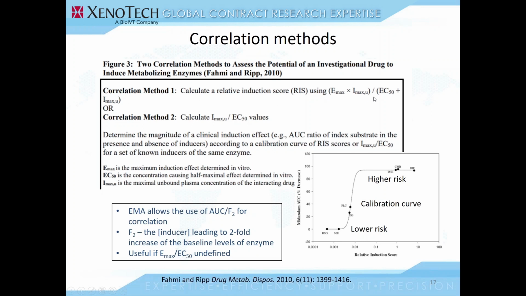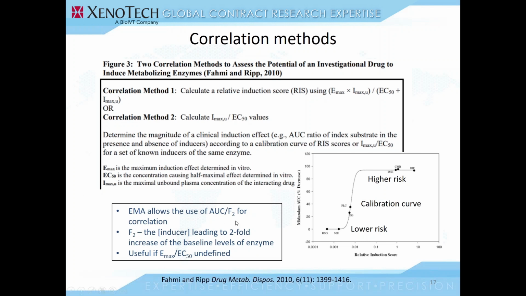So this Imax,u is Cmax unbound, the maximal unbound plasma concentration of the drug. I always like to point that out because we call it so many different things and sometimes it gets confusing. So this is a useful way to put the induction response that you're seeing in vitro into context. Some people do it with our data, and that's when they want to use the risk characterized lots, but more people are going to do things with their own data or use some of the other tools. That's the more common approach for our clients.